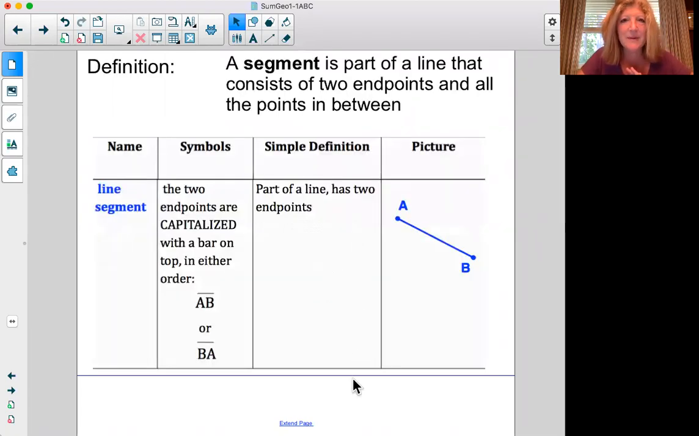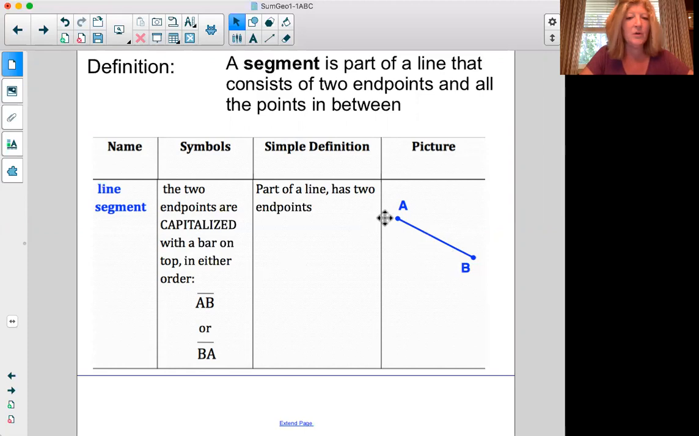So a segment is a part of a line that consists of two endpoints and then all the points in between. So it's just a part of a line. It does not extend infinitely in each direction. And so when you name it, you have to use the endpoints to name it.